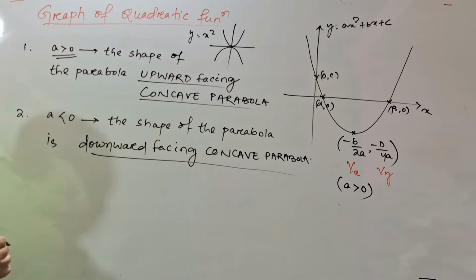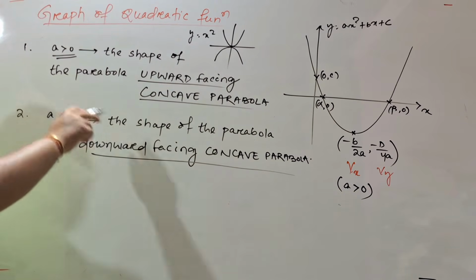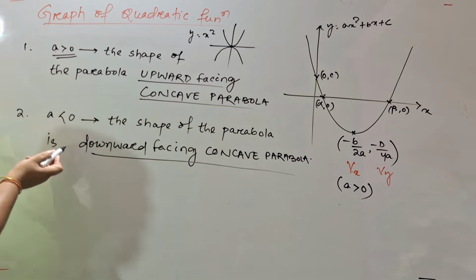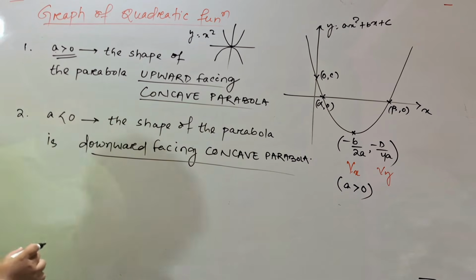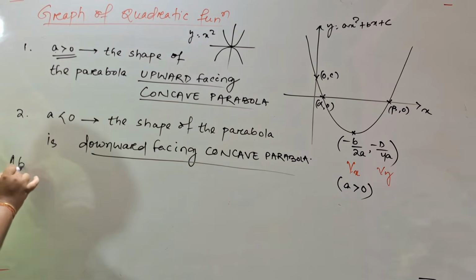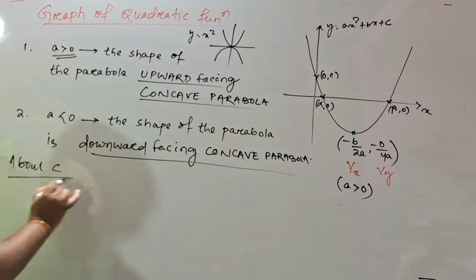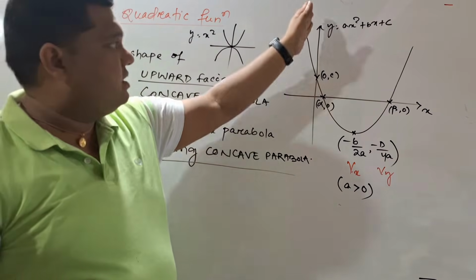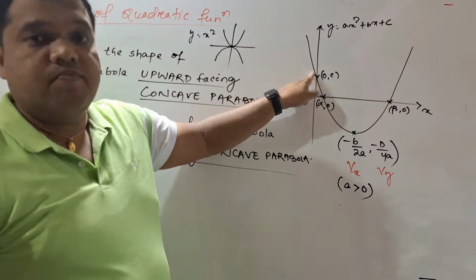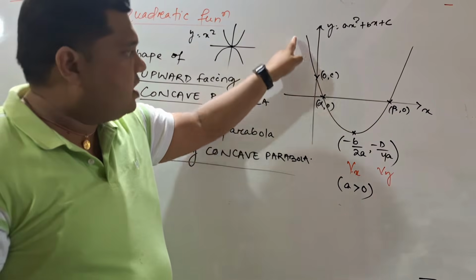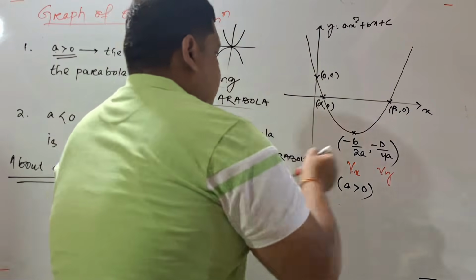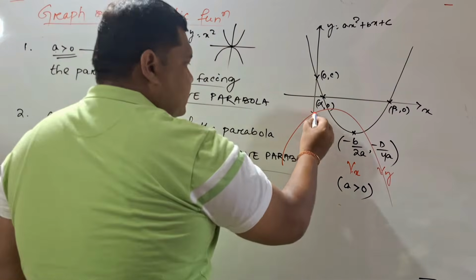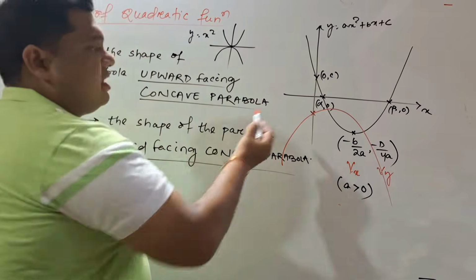y equal to minus x square. So this is downward facing. So upward facing, downward facing. a greater than 0, a less than 0. Done. Now an important parameter: c. If the parabola cuts the y-axis or intersects the y-axis at a positive value, c is greater than 0. When the parabola cuts the y-axis like this, this is also a parabola. Here a is less than 0. It will cut the y-axis at a negative value. So here c is less than 0.